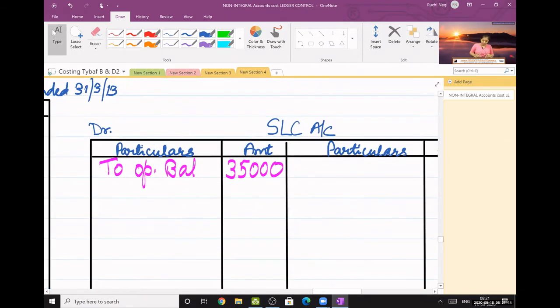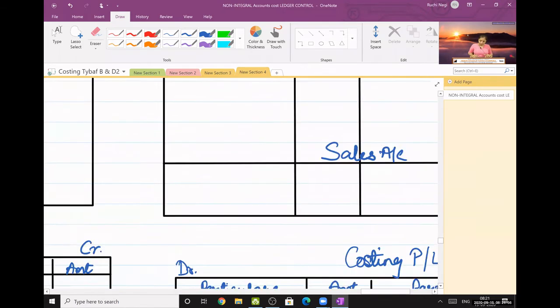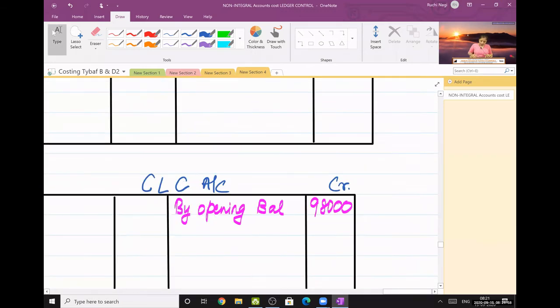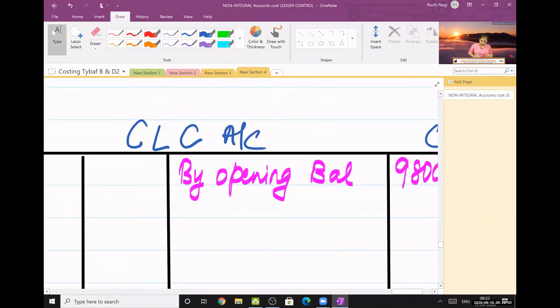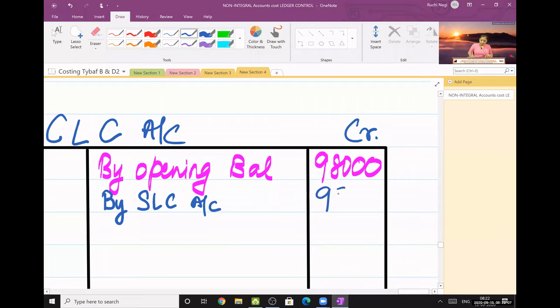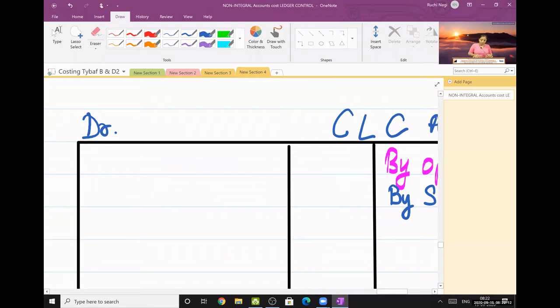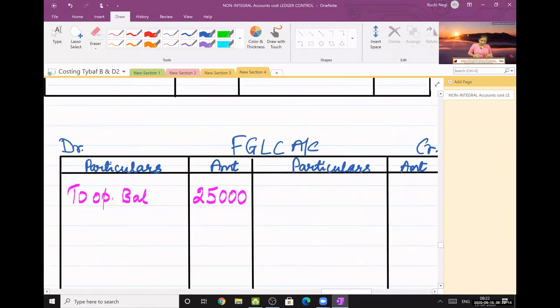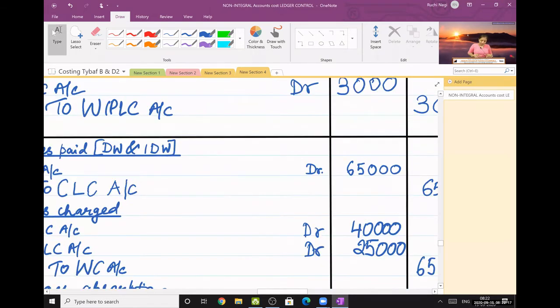SLC to CLC 95,000. First effect, SLC to CLC 95,000. Second effect, CLC account credit side by SLC 95,000. See to it that we're simultaneously giving the second effect so that you don't forget.